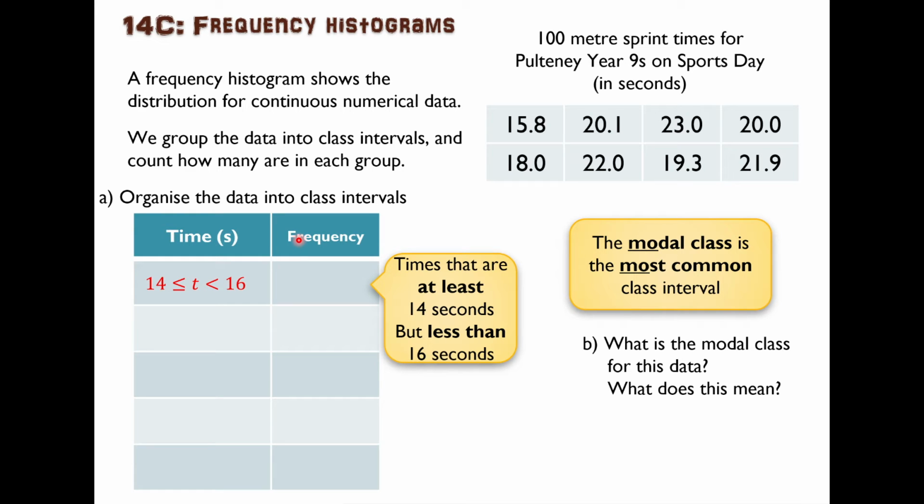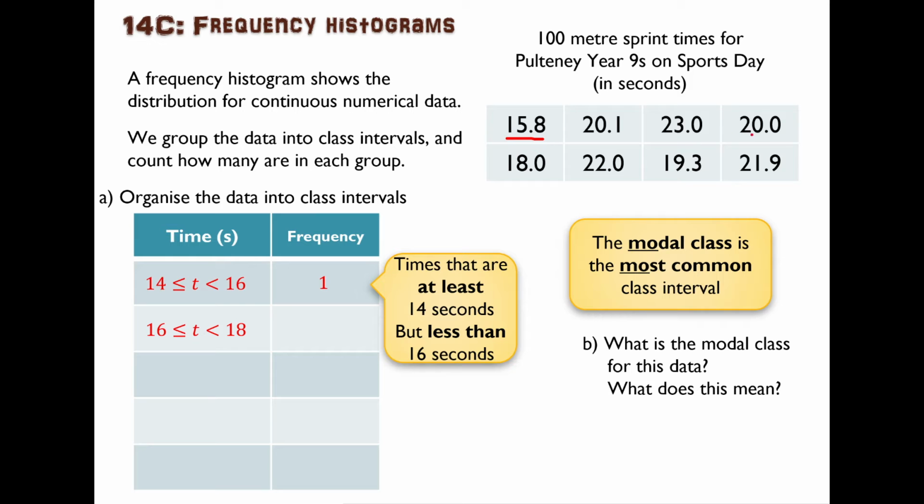Hopefully this will make sense as we see an example, which is this one that fits right on the edge later on, and we'll see where that goes. Anyway, so we've got the 14 to 16 second category. How many of these fit into 14 to 16 seconds? Just one. This one. So there is one. Frequency means how many, and there is one. The next class interval, the next group, would be 16 to 18, not including 18.